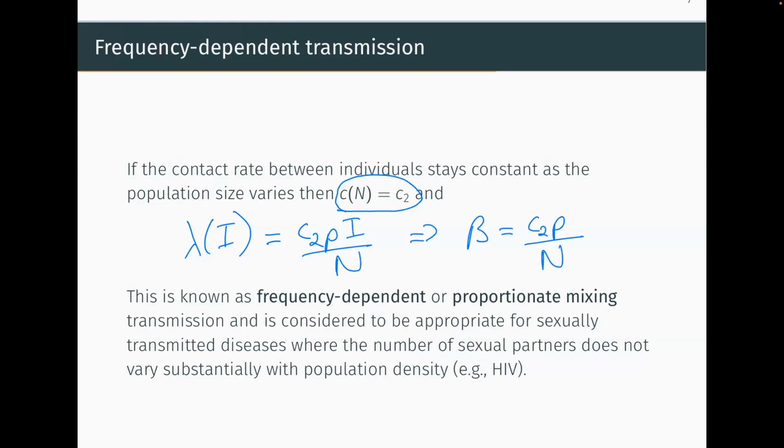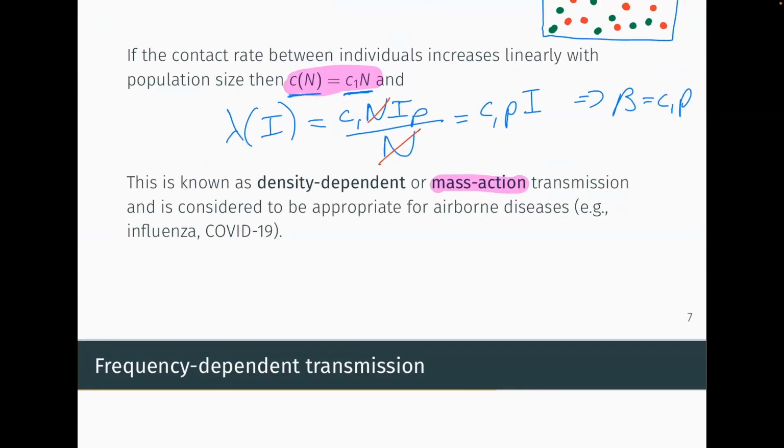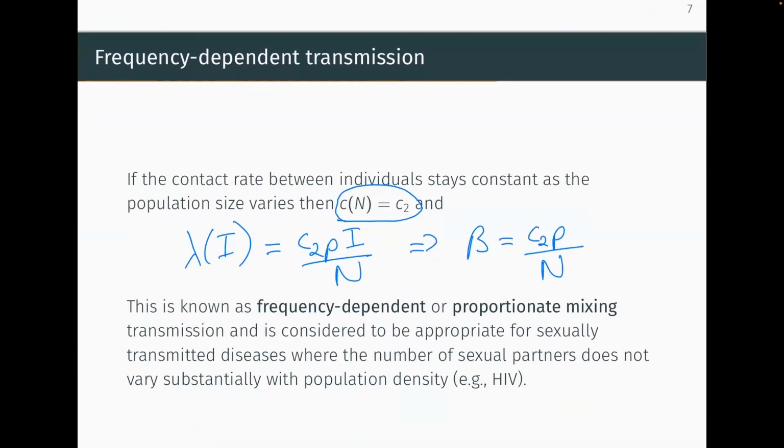So this is a bit different to the previous slide. Before we had beta is equal to C1 times P. Here we've got beta is equal to a constant C2 times P divided by N.